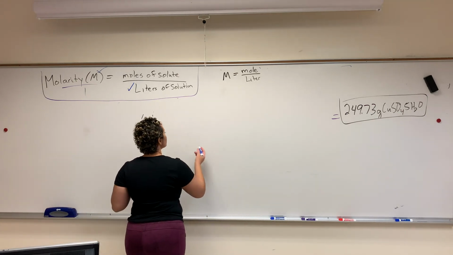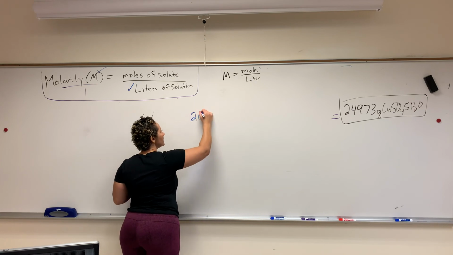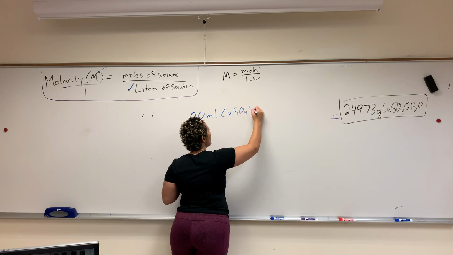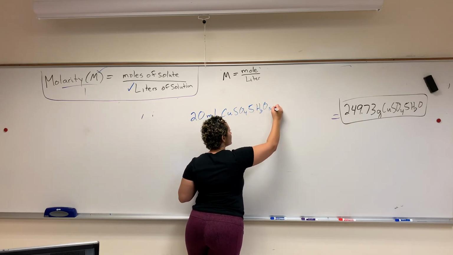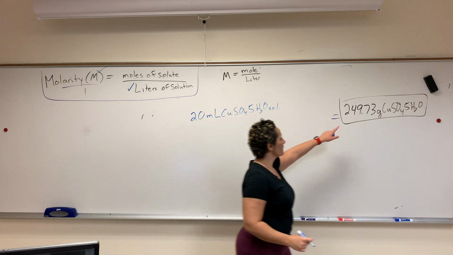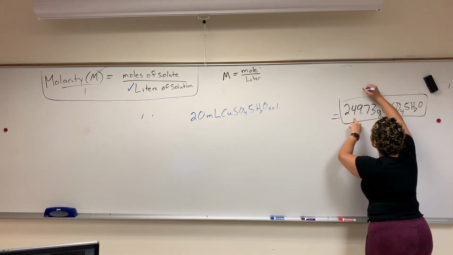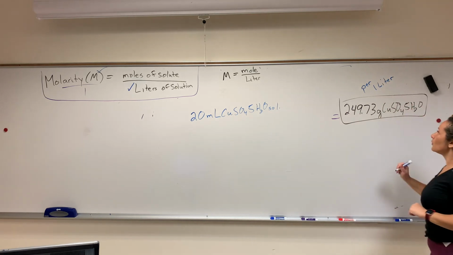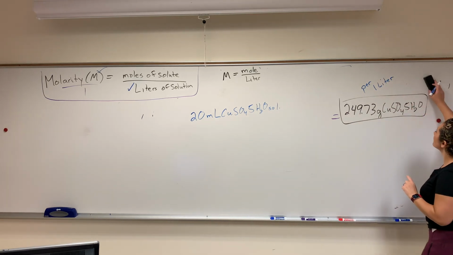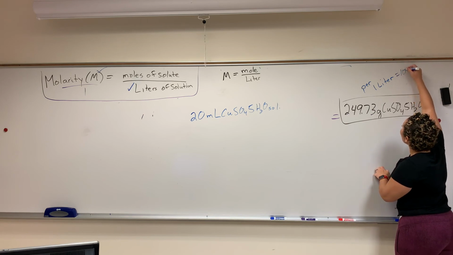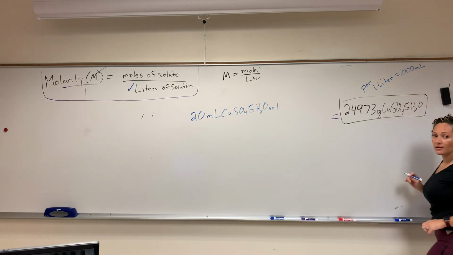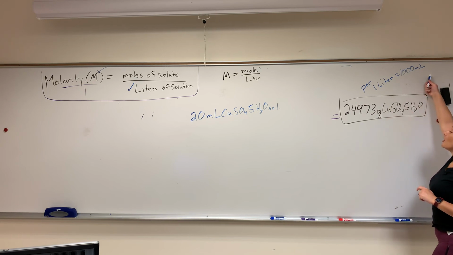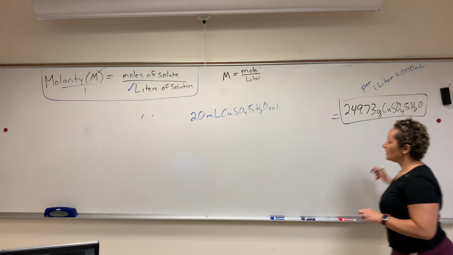Like I said, in our experiment, we did a 20 milliliter CuSO4·5H2O solution. And we know that this is per 1 liter. So if it's per 1 liter, then it's per 1,000 milliliters. Yeah? Because 1 liter equals 1,000 milliliters. Alrighty, so now that we have that, let's go ahead and do some work.